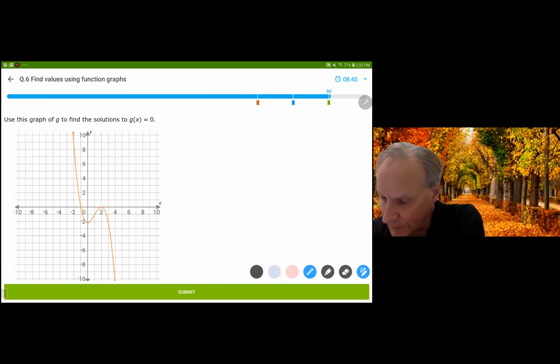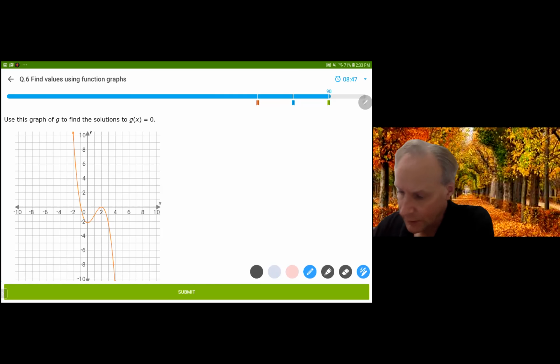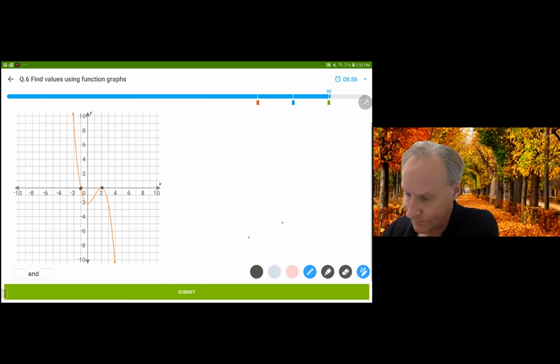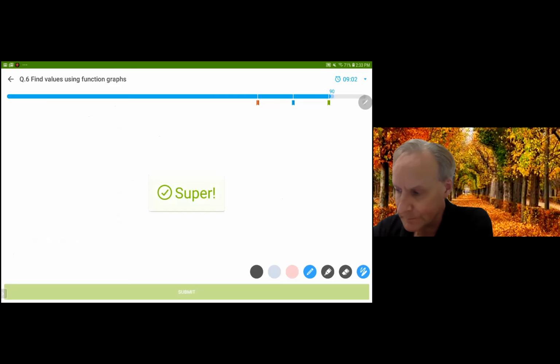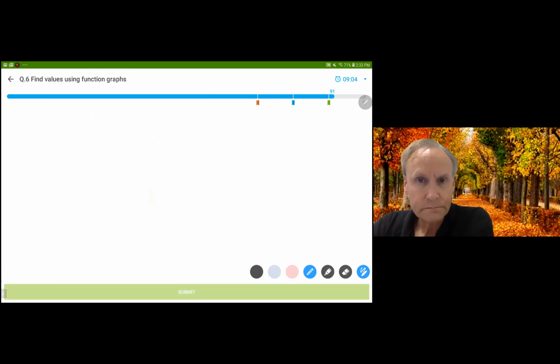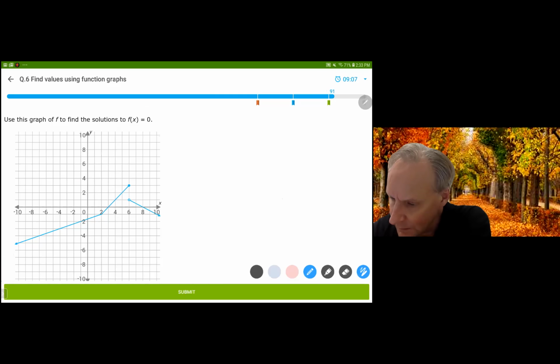And this time we want g of x equals 0. Well, it has 2 solutions, one right there at 2, but we also have one at -1, don't we? So we have -1 and 2. F of x equals 0. Well, that occurs right there and right there, where x is 3 and 8.